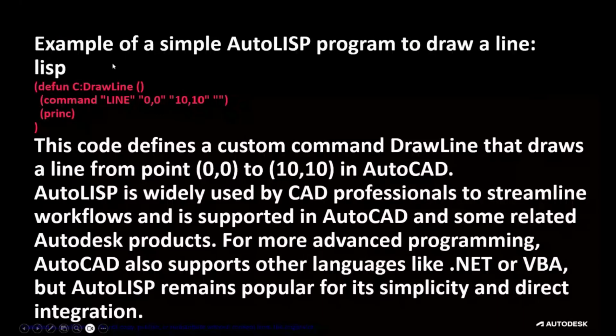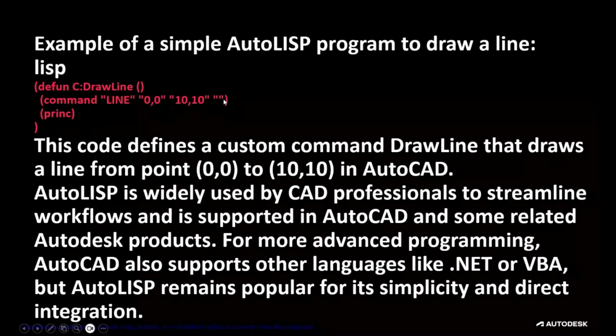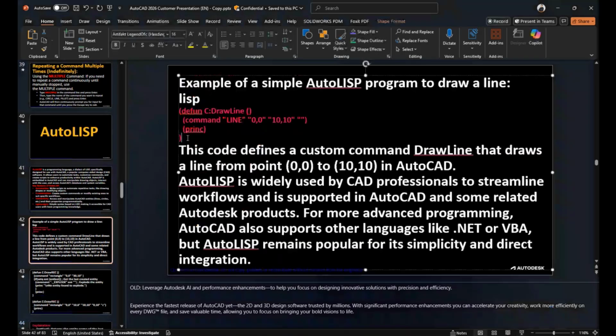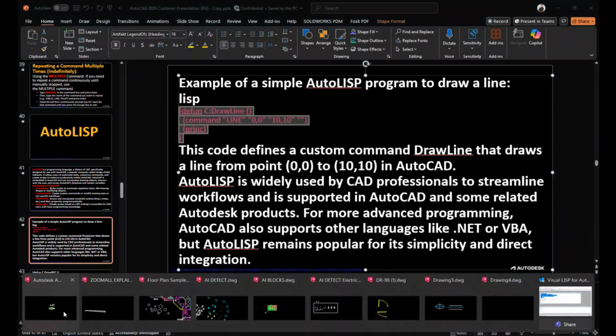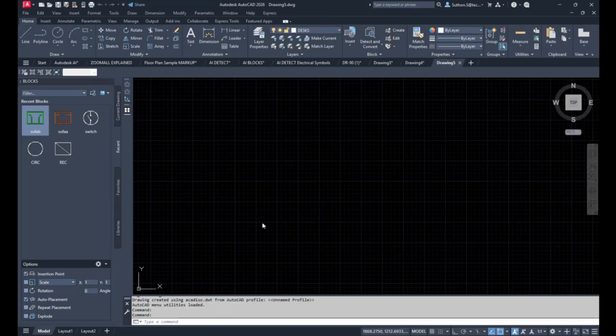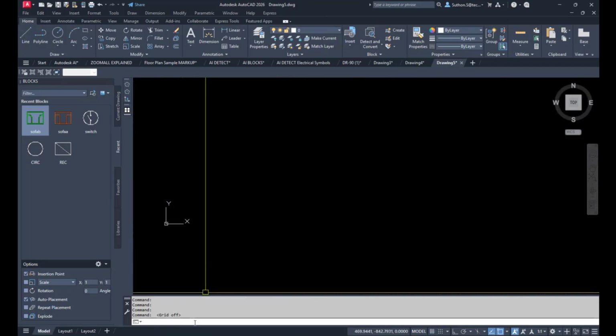Okay. For example, a simple AutoLISP program to draw a line is: defun, C, draw line, parenthesis, command line 0,0 10,10, and double quote, and princ. Here's the easy command, right? I will copy this and load it in AutoCAD. Okay, I will create a new file to make it clear. There's nothing shown on the screen.